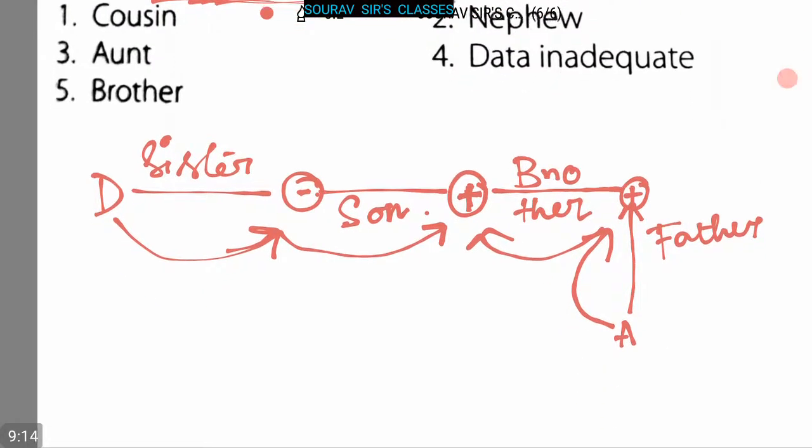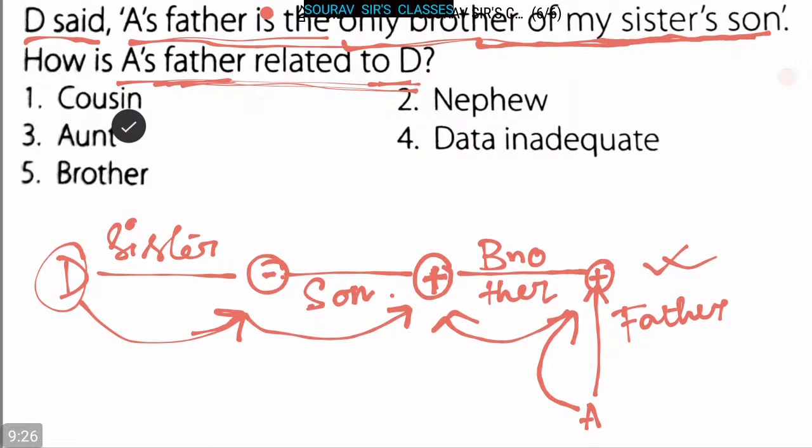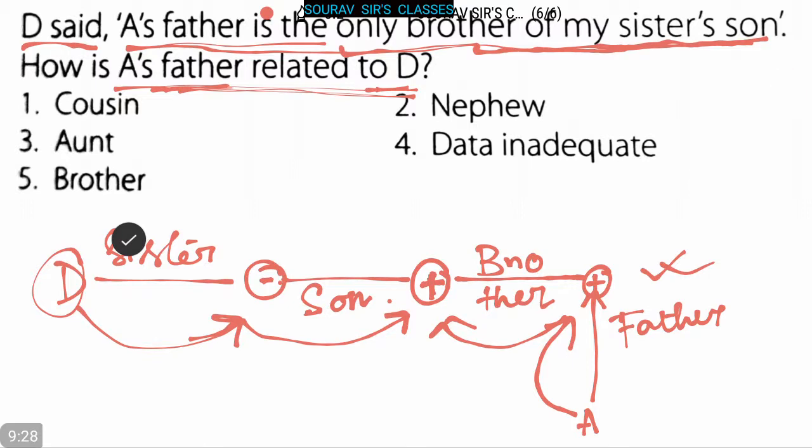So hence father of A is the nephew of D. So it's very clear that father of A is the nephew of D. So here option 2, that is nephew, is the correct answer. So option 2 is the answer.